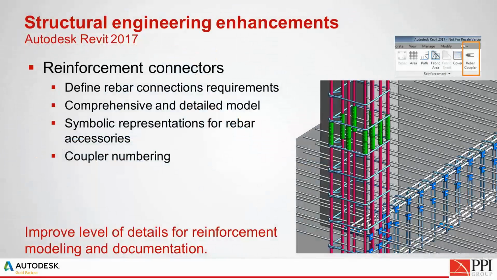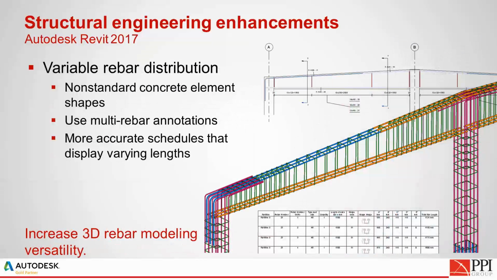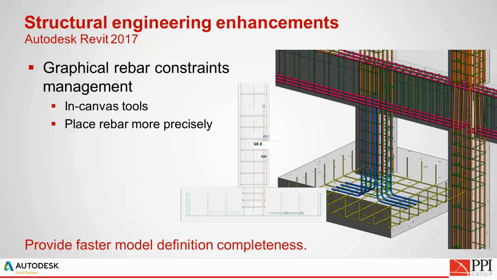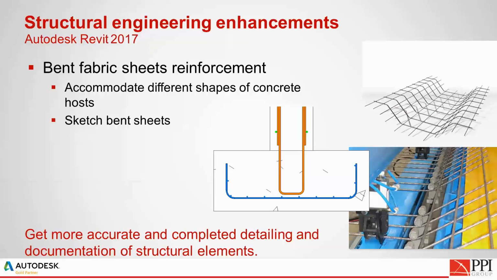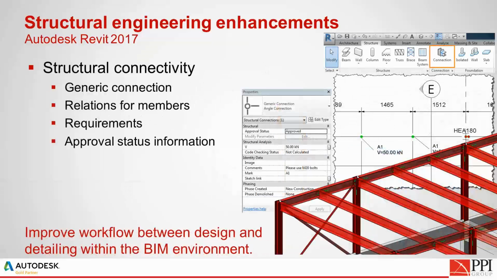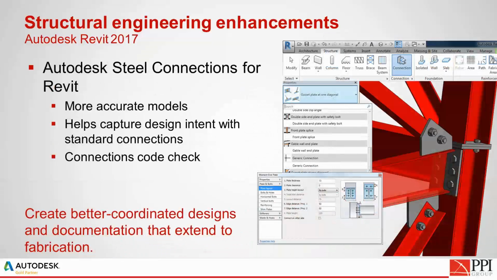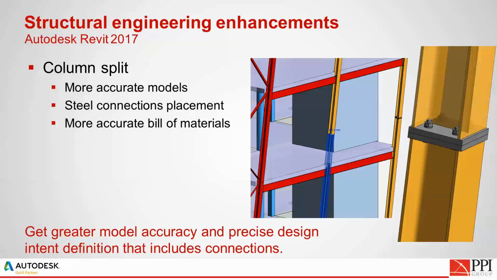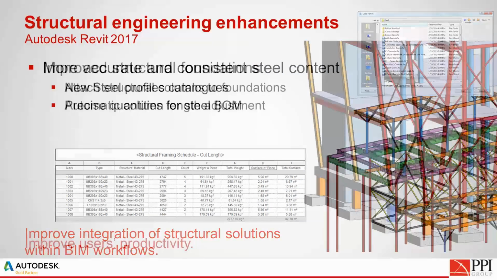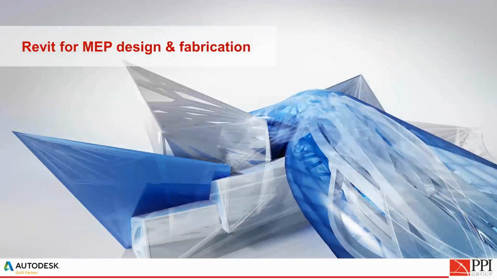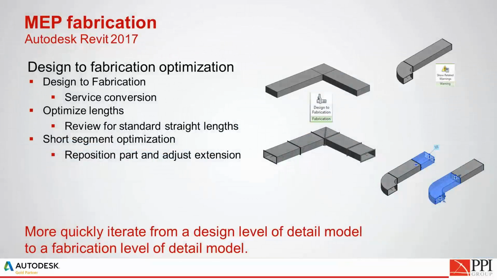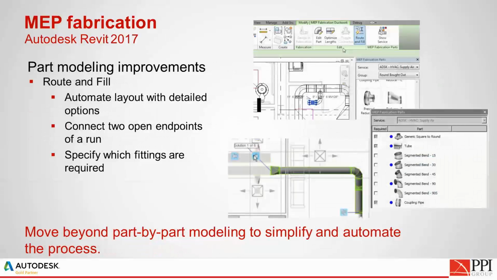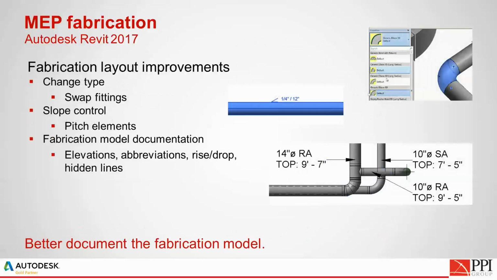for structural engineers. I'll go a little faster here because now we're getting discipline specific. Rebar constraints, bent fabric sheets. We were tearing our hair out over this two weeks ago, and Oisha just fired up 2017. Structural connectivity. They actually spent quite a bit of time on this. You're seeing steel connections and LOD getting up in the 400 range. It's happening in the MEP realm too, mechanical and plumbing, for sure. Steel content, structural foundation improvements. For MEP and fabrication, obviously Autodesk is spending a lot of time and effort there in R&D. Part modeling improvements, more fabrication layout improvements.